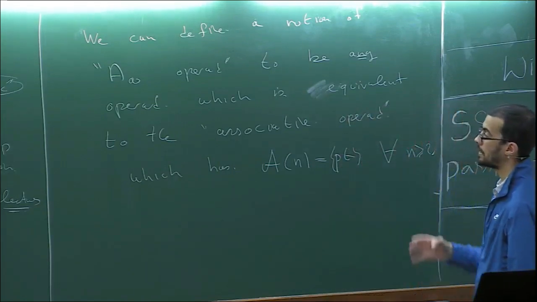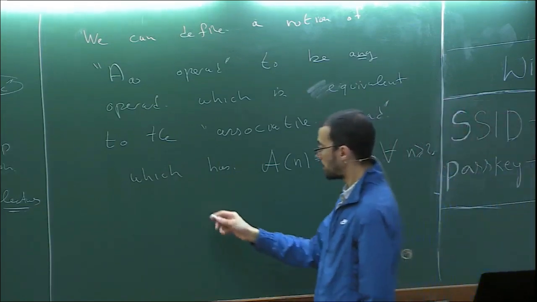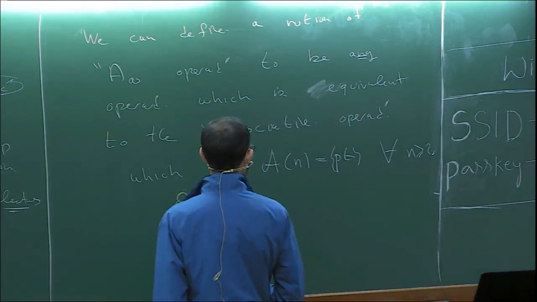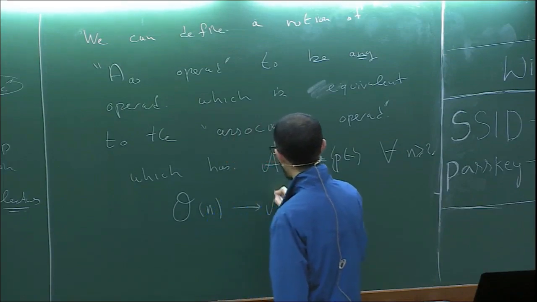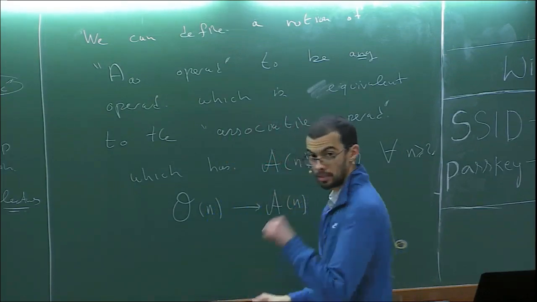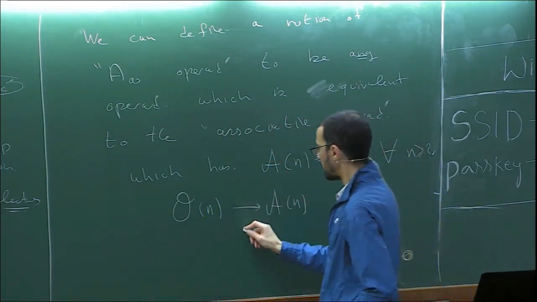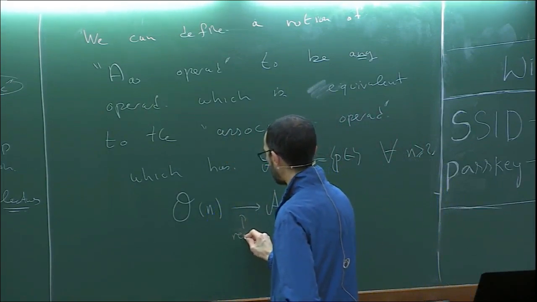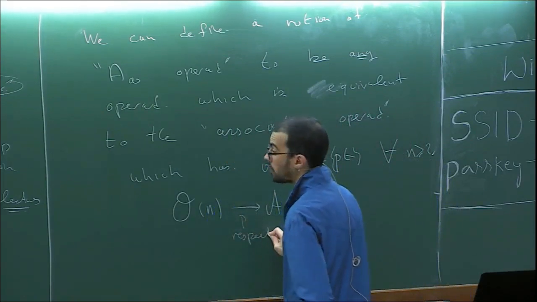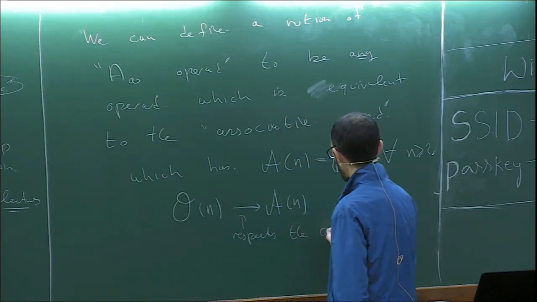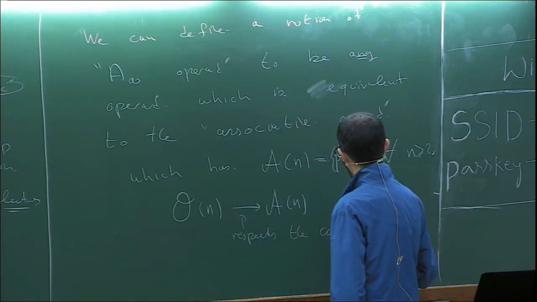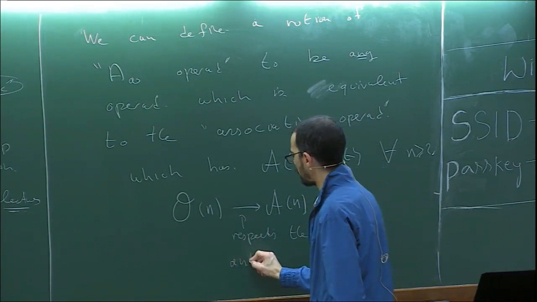Okay. What does equivalent mean? It means you have your operad O, and there is a map from O of n to A of n. So this map respects the operadic structure maps, compositions, and is a homotopy equivalence.